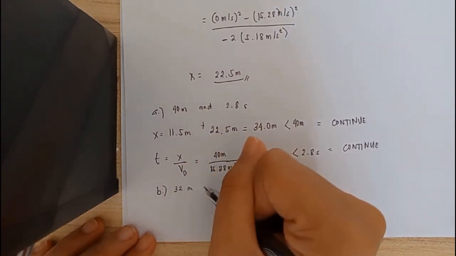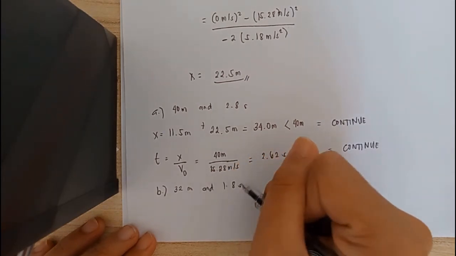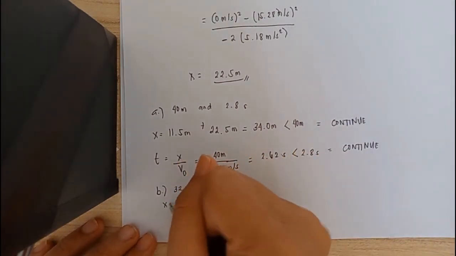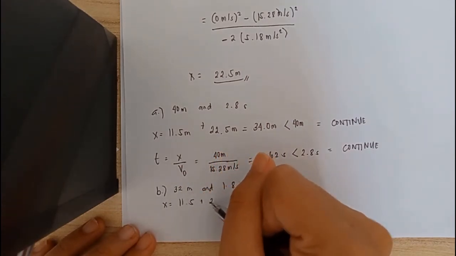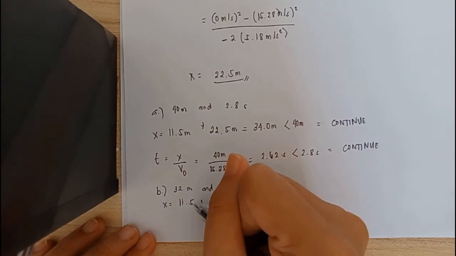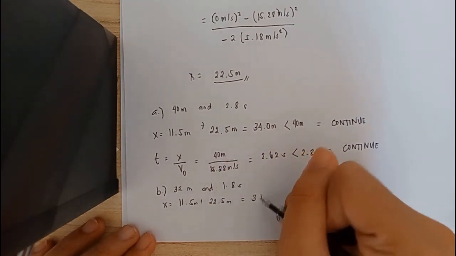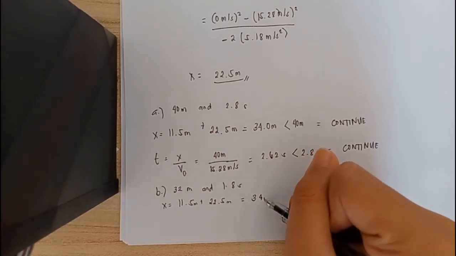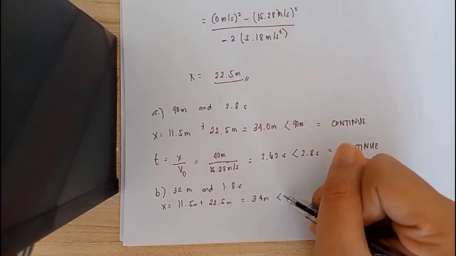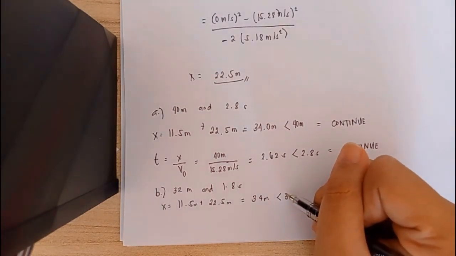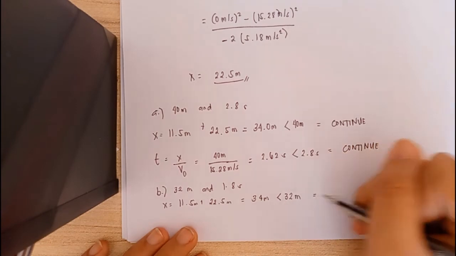Our givens are 32 meters and 1.8 seconds. Are we going to continue or to break? So to solve, we will do that again. 11.5 meters plus 22.5 meters. That will still yield 34 meters. Is 34 less than 32 meters? Of course not. That's why we need to break.